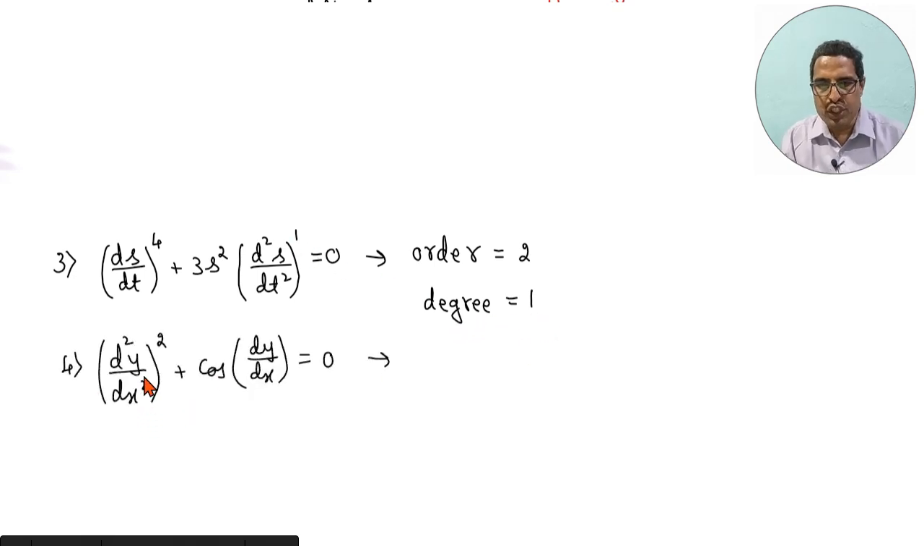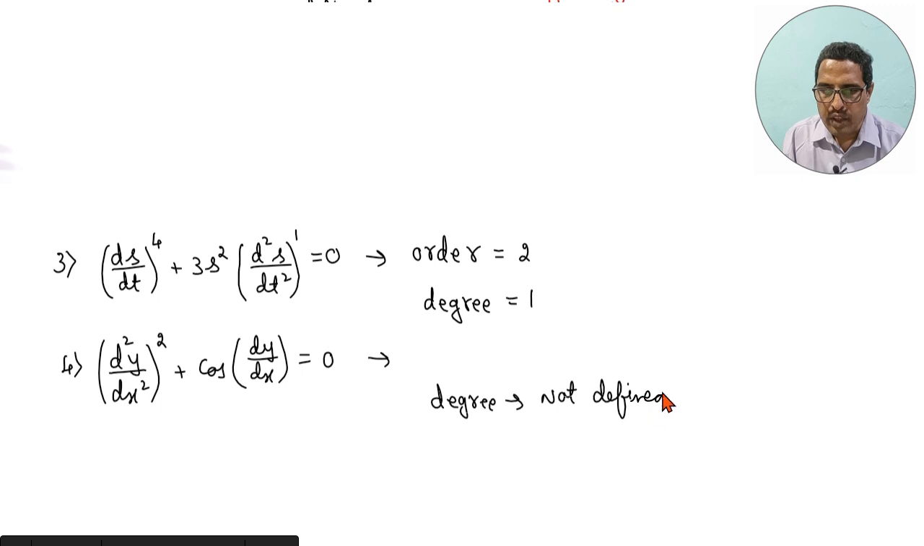The next example is d square y by dx square whole square plus cos of dy by dx is equal to 0. So here if you try to observe cos of dy by dx, the differential equation is not a polynomial function in derivatives, because you have cos of the derivative, so the degree is not defined in this case. Let us try to see what is the order. The highest order derivative over here is 2. Therefore, the order of this differential equation is 2.